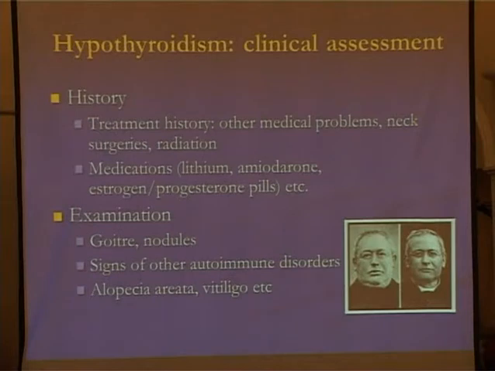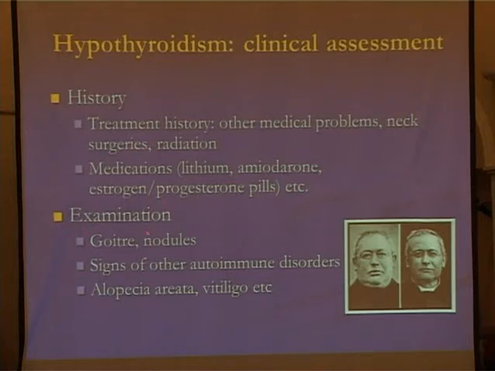What are the unless proved otherwise conditions? The otherwise conditions are these. Other medical problems. Which medical problem? For example, psychiatric problem, lithium, or atrial fibrillation, rheumatic heart disease, whatever, amiodarone, or neck surgeries, which is obvious if you have that history, radiation, or the patient is on some pills. So some of the causes of hypothyroidism other than autoimmune you can easily elicit in the history. And that's what we do when the patient comes. And some of the history is very obvious. You have a scar in the neck.